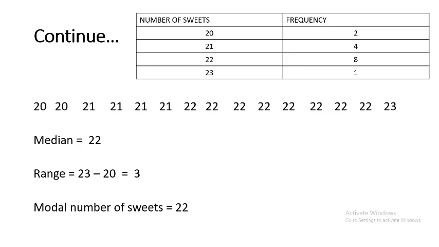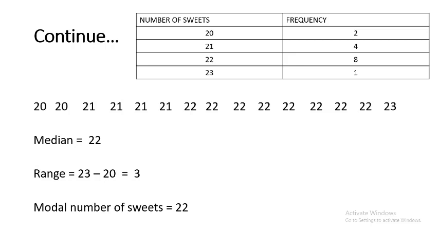Now we need to find the range. How can we find the range? We find the range by subtracting the smallest number from the largest number. In this case, we subtract the smallest number of sweets from the largest number of sweets. The smallest number of sweets is 20 and the largest is 23. That means we subtract 20 from 23, so the answer is 3. That means 3 is the range of this particular data.